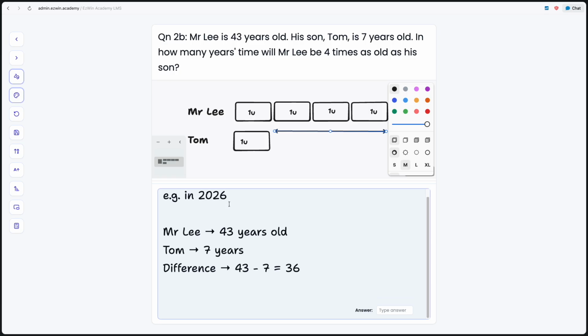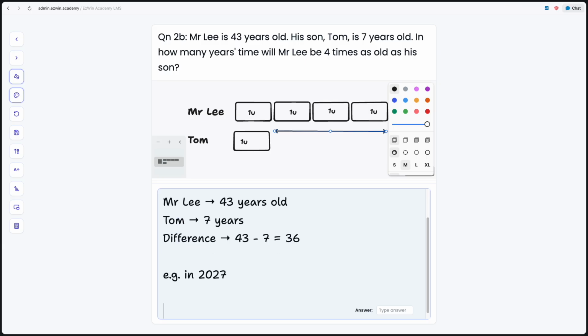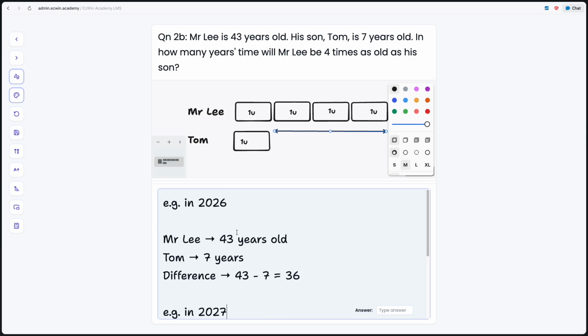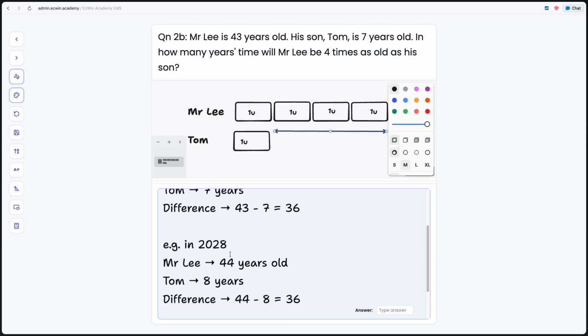So now the thing is that let's go to 2027. So what do you think will happen? Both of them will have 1 year added to their age. 43 will be 44, 7 will be 8. But what about the difference? The difference is the same, right? The difference is just 36 years old. Again, 44 minus 8 is equal to 36. What about 2028? We add 1 more again, 45. And then Tom is 9, so 45 minus 9 is equal to 36.